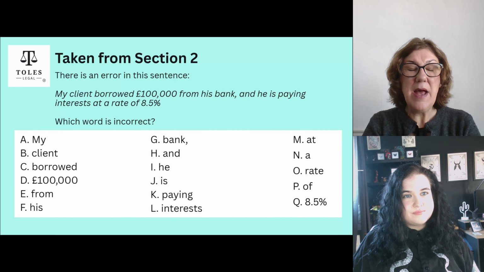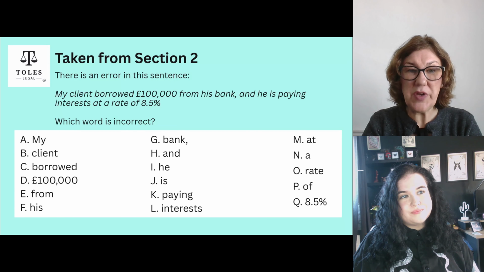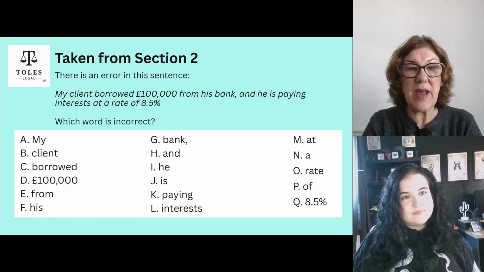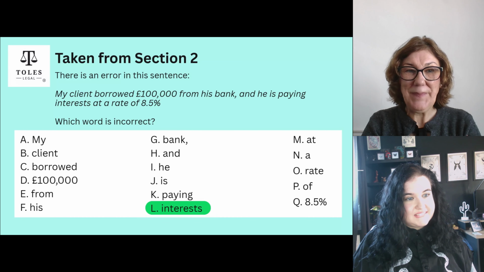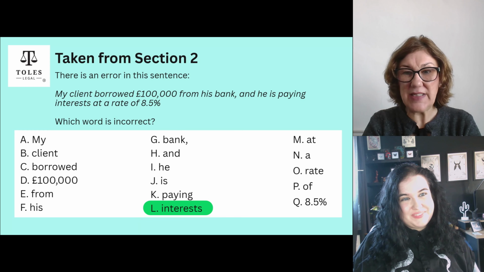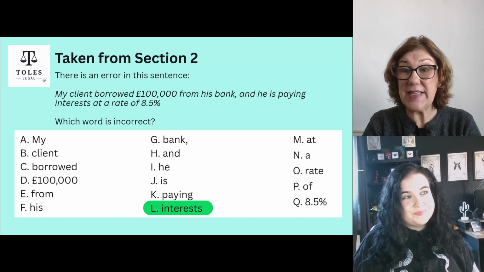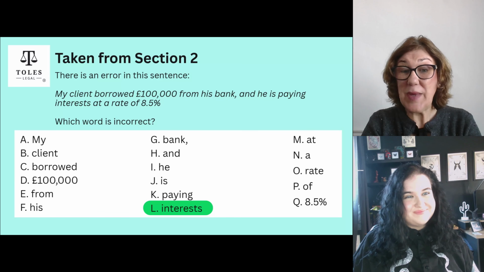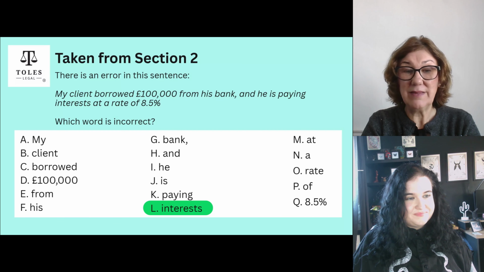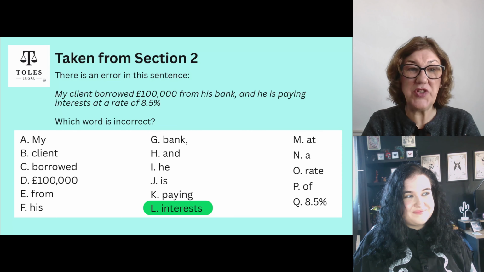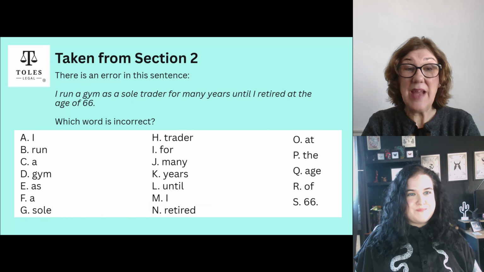Here's the sentence. My client borrowed £100,000 from his bank and he is paying interests at a rate of 8.5%. Which word is incorrect? And yes, it's L, interests. And the reason is interest is an uncountable noun, like sheep and cheese. So you cannot add that S. That's what the problem is. That's section 2 of the foundation test. What's next? Another one.